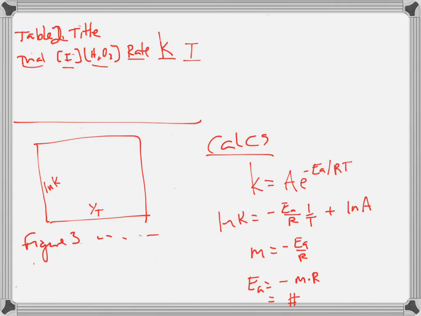How many times do you do that calculation? There's 7 trials, right? Should you do it 7 times? No, why not? There's only one slope. You use those 7 trials to make one slope. There's only one activation energy you can calculate because there's only one slope off your data. Next calculation, ln of A equals B. A equals e to the B. Another number.